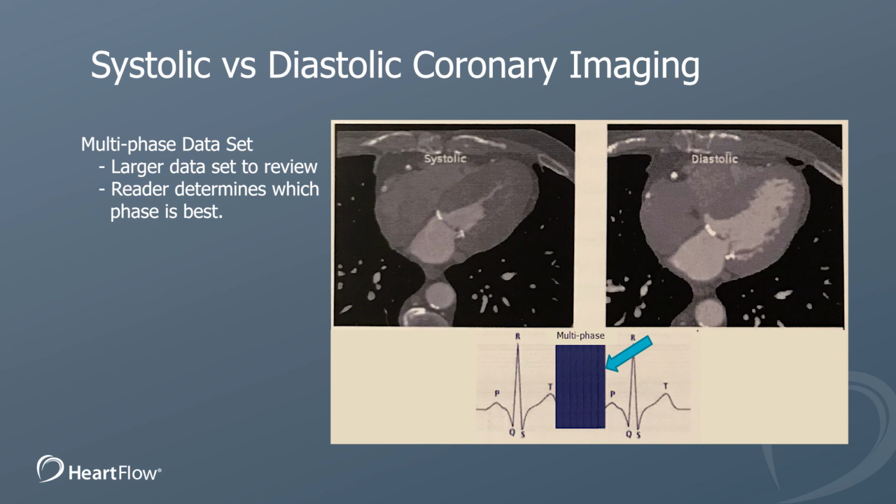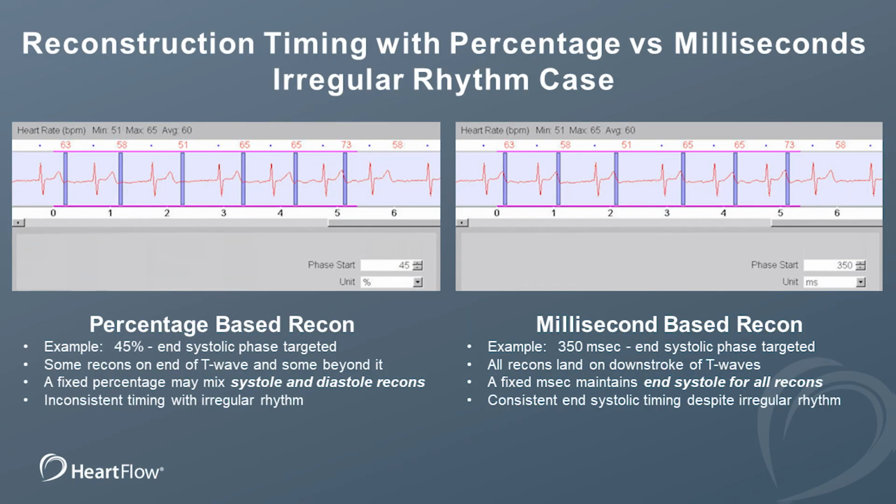The other opportunity you have to provide the reader with motion-free images is to reconstruct a multi-phase data set. By doing that, there will be a larger data set of reconstruction to review on the workstation, but it allows the reader to flip through the phases and determine on their own which phase is best. It's important to not only do this sometimes in percentages, but if you are able to do so, to do it in milliseconds, particularly in patients with arrhythmias.